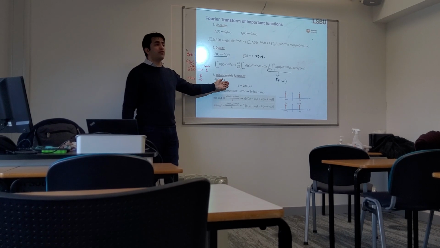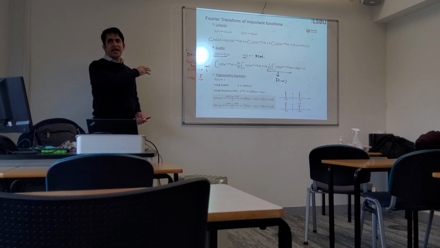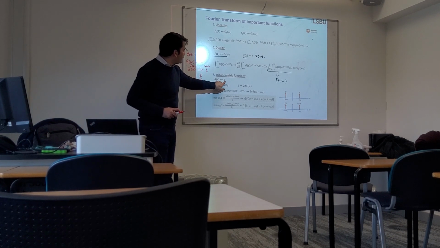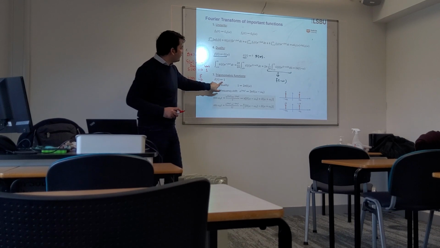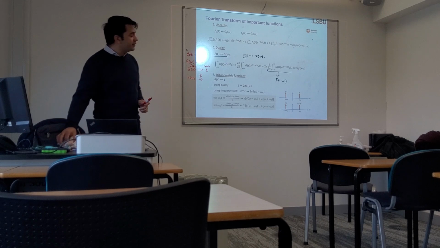So if you have a function delta of t and its Fourier transform was 1, and we take that Fourier transform as a time function and want to find the Fourier transform again, we can simply take its time function, put omega, and multiply it with 2 pi.